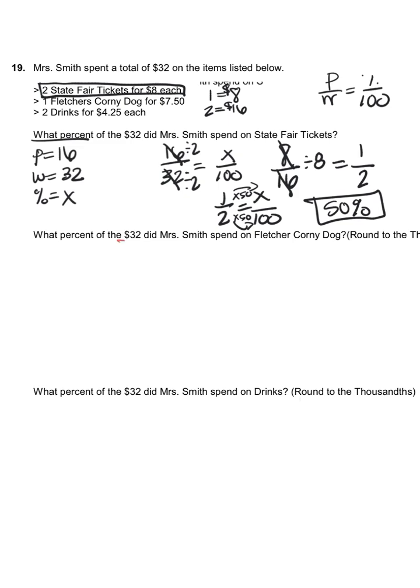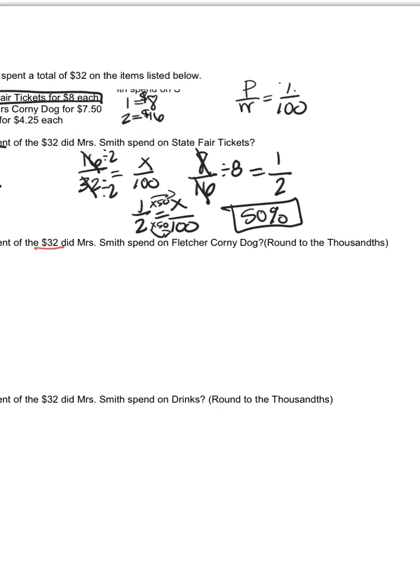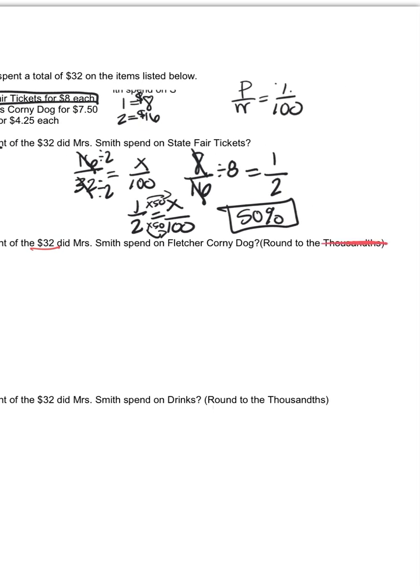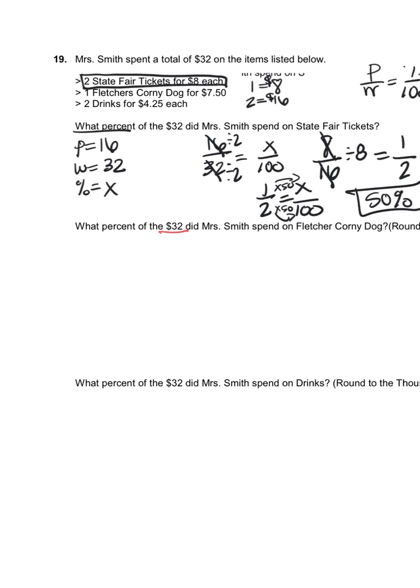What percent of the 32 did Miss Smith spend on the Fletcher's Corny Dog? And it says to round to the thousands, but I'm going to go ahead and round to the, not the thousands, to the tenths, if I can write. TENTHS. All right, so my part, my whole, and my percent. My percent is unknown. The whole is 32. And then the part is 7.50. I'm going to use my proportion here.